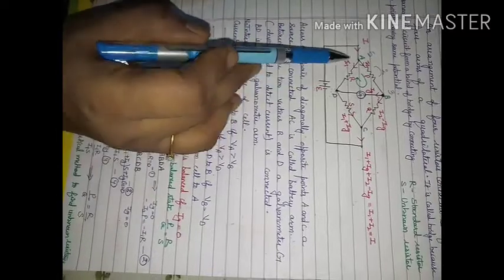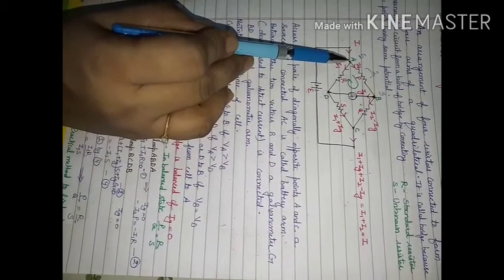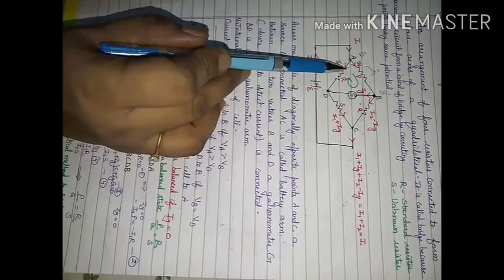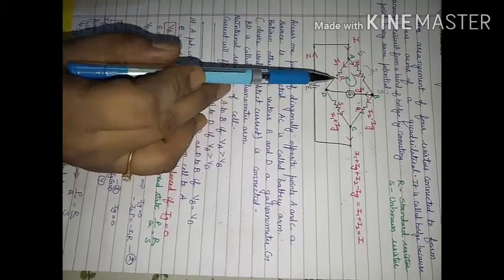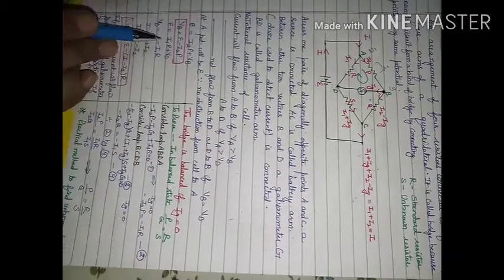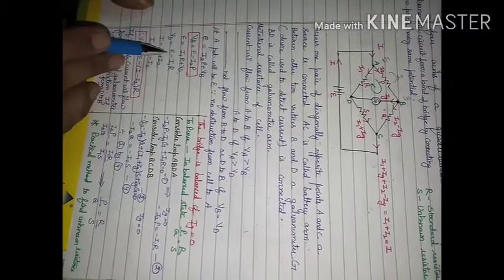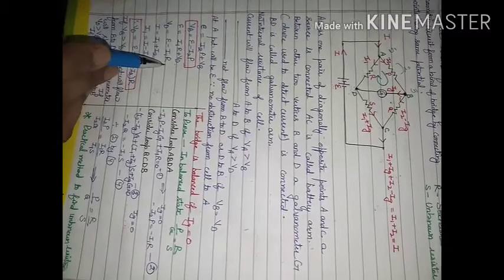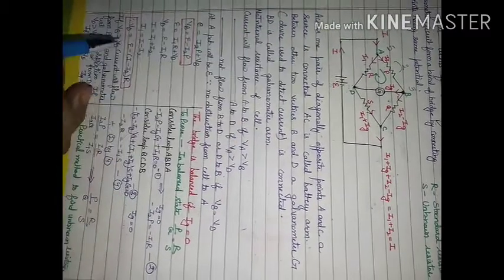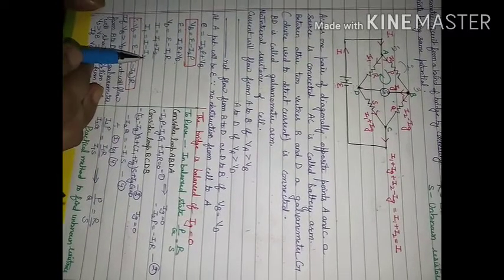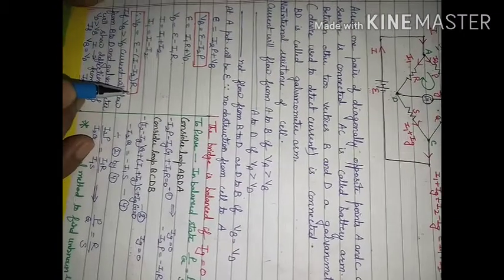Similarly, if I consider the flow of current across this side, then the potential at A should be equal to the sum of the potential drop across R and the potential at point D. So E will be equal to I1R plus VD. So VD will be equal to E minus I1R. Also we know that I is equal to I1 plus I2. From here you can find the value of I1 and put it in this equation. So the potential at D will come out to be this.